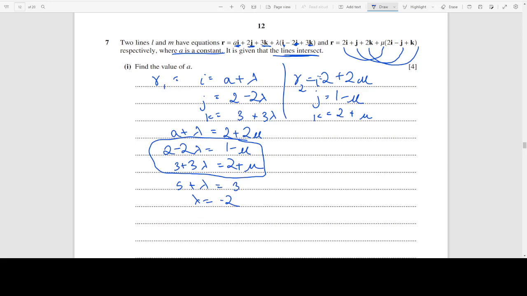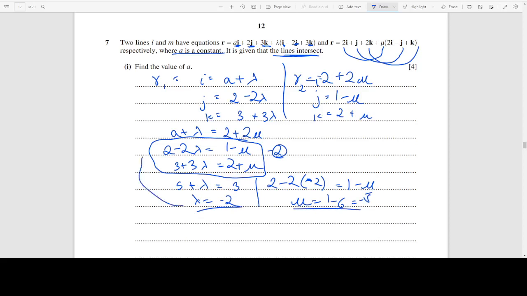And we can find mu using the second equation. For example, we can even use the third one. So 2 minus 2 into minus 2 equals 1 minus mu. Mu equals 1 minus 6, which is minus 5. So we have mu as minus 5 and lambda as minus 2.